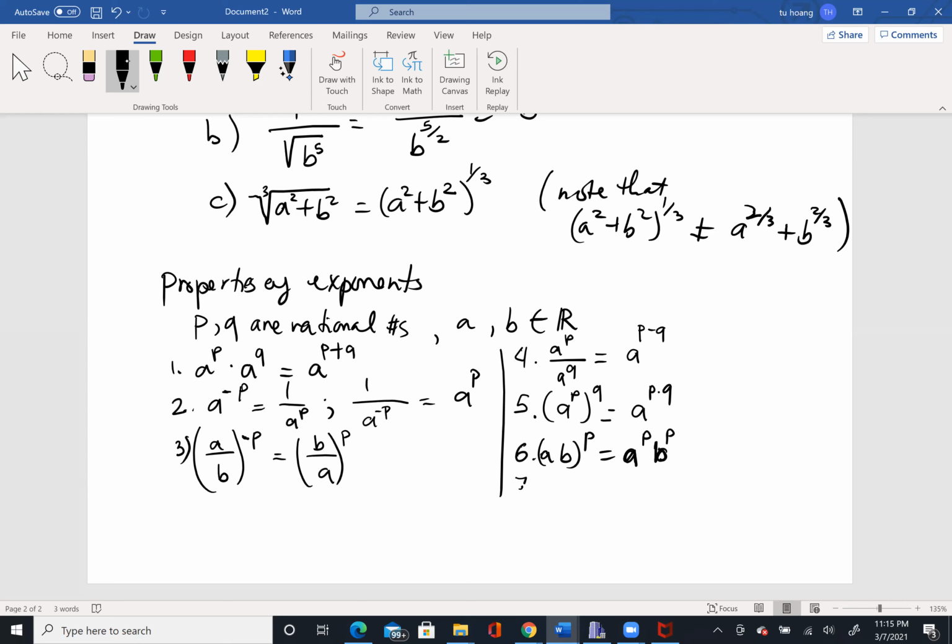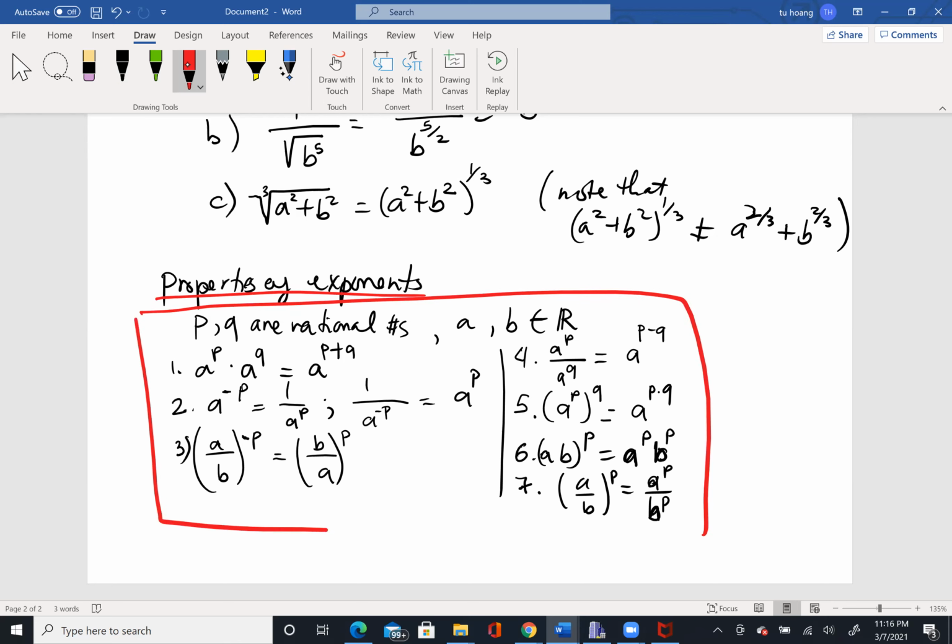And number 7, the last one, I have A over B to the power P can be rewritten as A to the power P over B to the power P. And this is called the power rule for the quotient. Okay, so all of these are called properties of the exponent, and I hope that you guys should deal with all of these 7 properties, because that's important for the exponent and the radical expression. Okay.